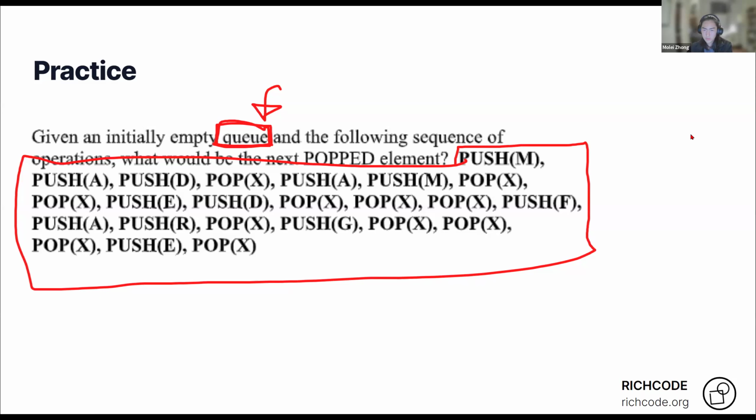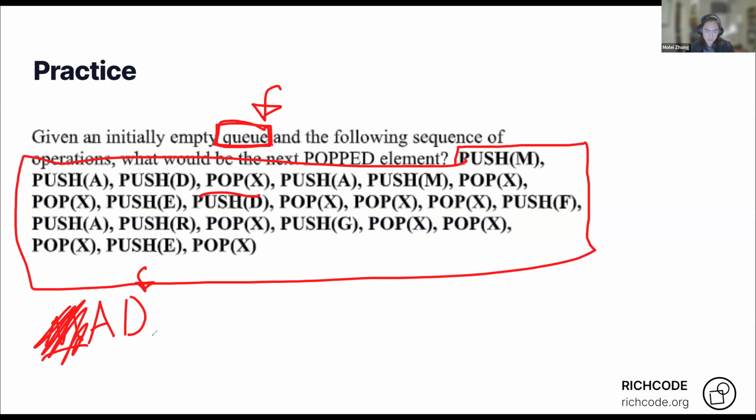Okay, I think a lot of people have already answered. So let's go over it together. Now let's start by writing it out. We push M like usual, push A to the end as usual, D, and then now we get our first pop. So we're not popping D like before with a stack. We pop the first element, which is M. So we take that out like this.